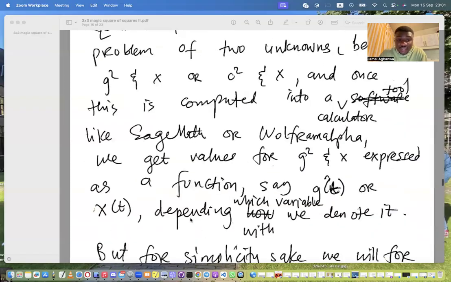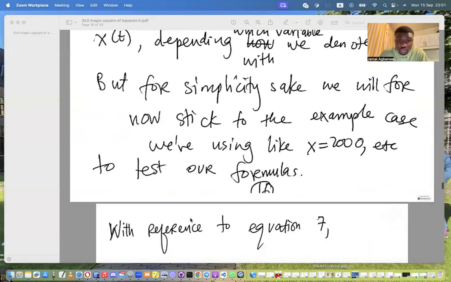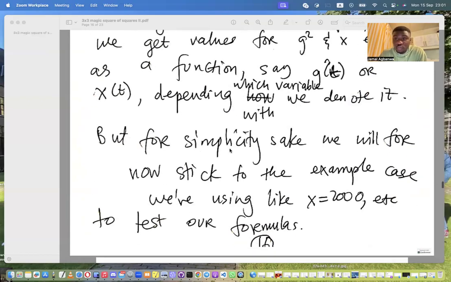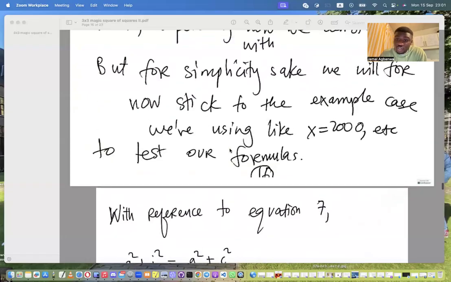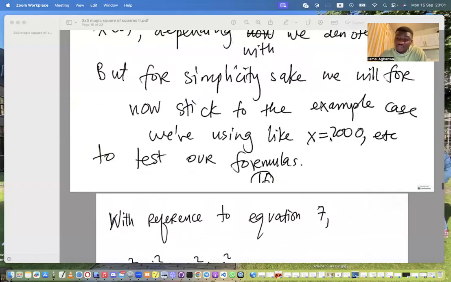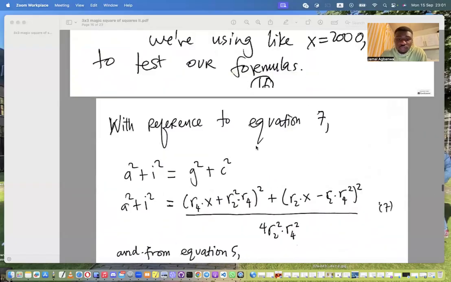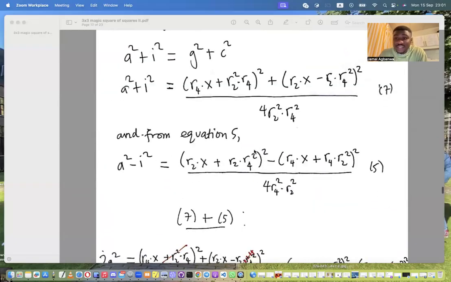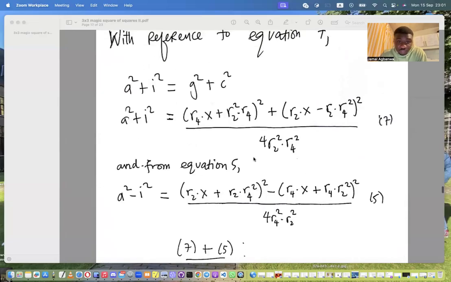That was the idea behind that. But because these are just preliminary results, we'll stick to our previous example. If you see my previous video, you'd find we used example cases of x being equal to 2000, r subscript 4 being equal to 2, that kind of thing. Based on those results, we can test whether our formulas function.